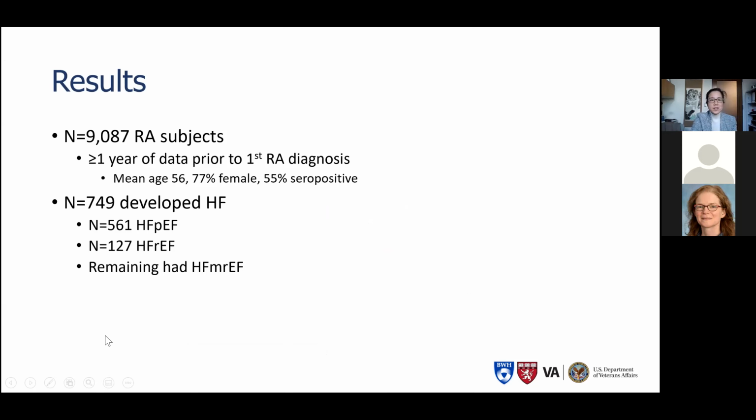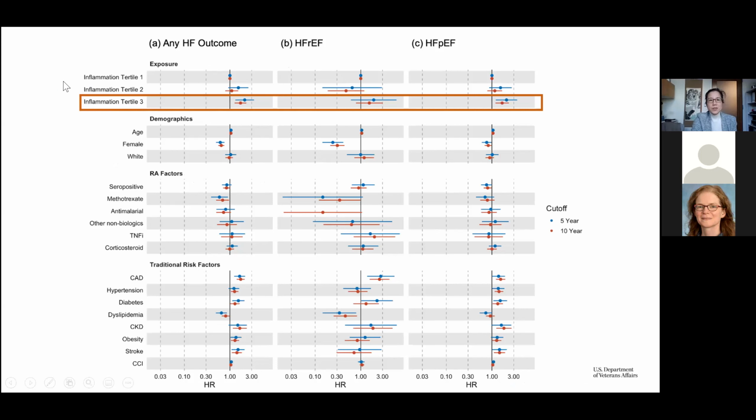Mean age was 56, 77% female, 55% seropositive. Of this group, 749 developed heart failure, of which 561 developed HFpEF and 127 HFrEF. There's also an HFmEF category, but I think even now people aren't sure exactly what to do with that category. So we focused on the two extremes. And this is the figure I showed earlier. Again, this shows higher risk for HFpEF, particularly with inflammation, but heart failure in general. And you'll see that we did also adjust for multiple covariates.